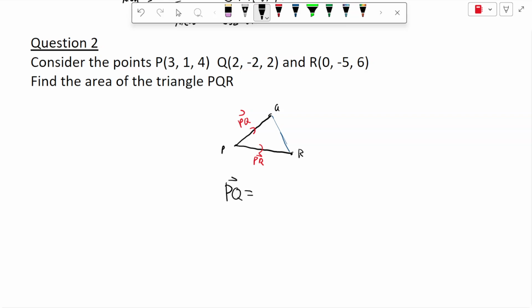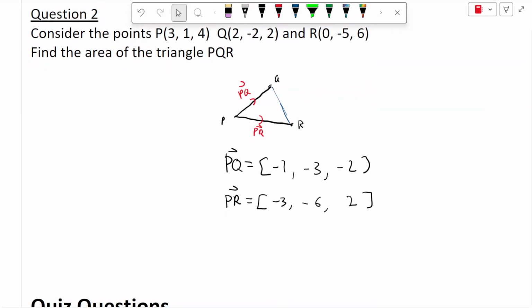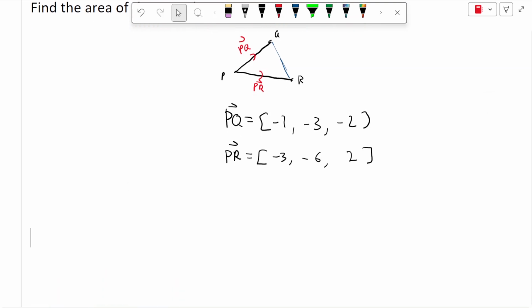So PQ is 3 to 2 is minus 1, 1 to minus 2 is minus 3, 4 to 2 is minus 2. And then PR is going to be 3 to 0 is minus 3, 1 to minus 5 is minus 6, and 4 to 6 is 2. Now, depending exactly how you pick your vectors, you might end up with a lot of minuses like I've got, but it's fine. It should still all work. You just have to be very careful when you do the cross product because there are so many minuses that it can be easy to make a mistake.